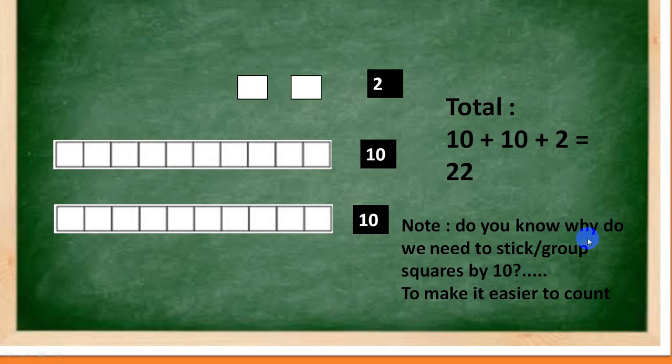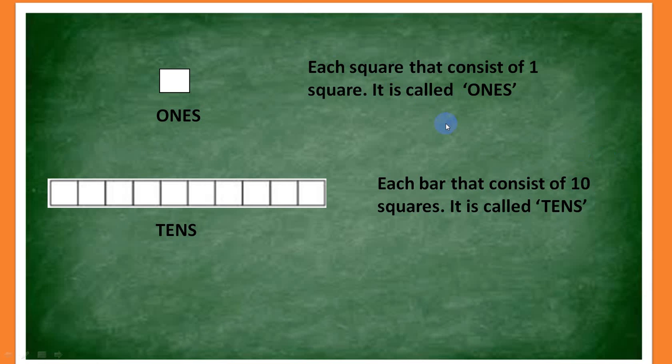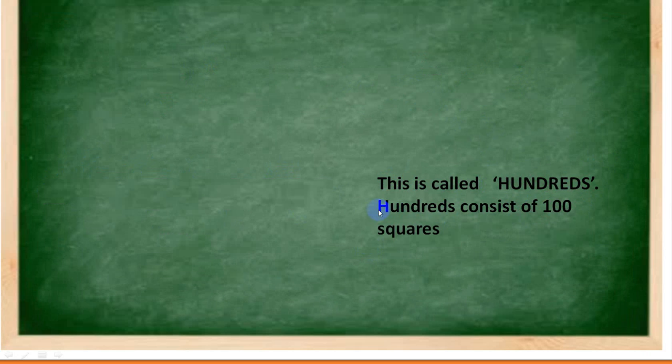Note, do you know why we need to stick our squares by 10? The reason is to make it easier to count. Each square that consists of one square is called ones. If you see a picture like this, it's ones, okay? And each bar that consists of 10 squares is called tens. So if you see a bar like this, it's called tens, and it consists of 10 squares.